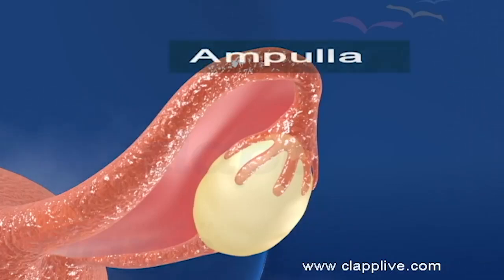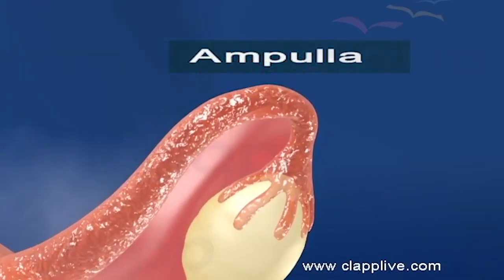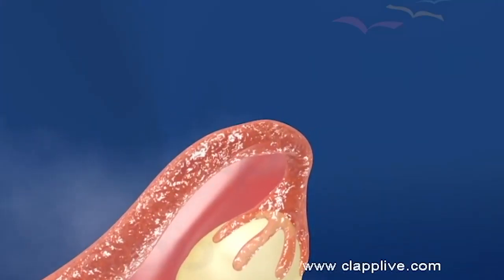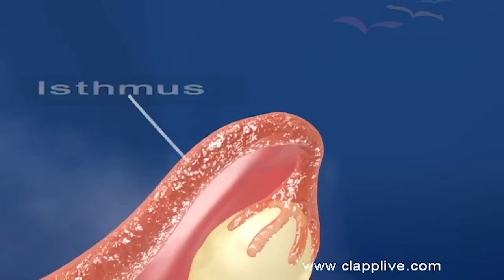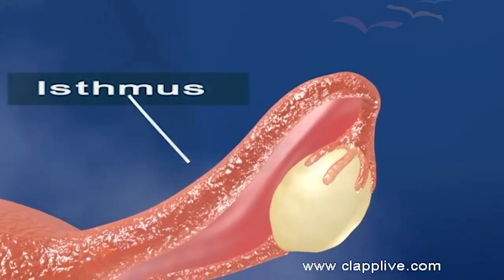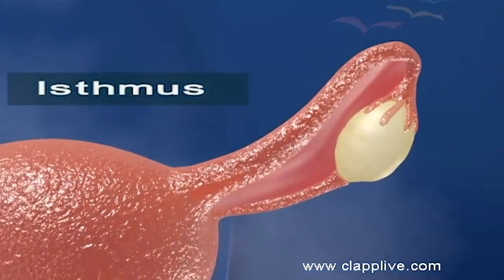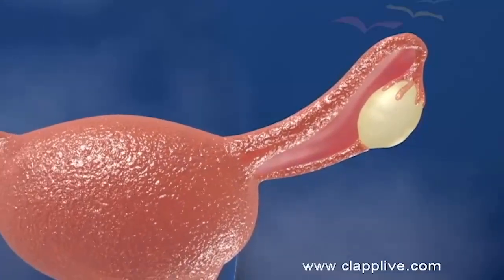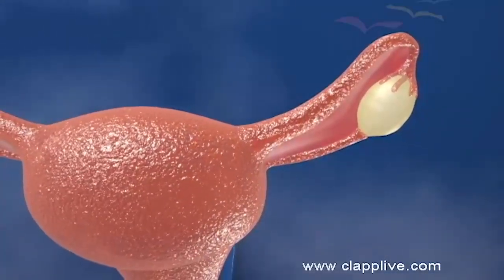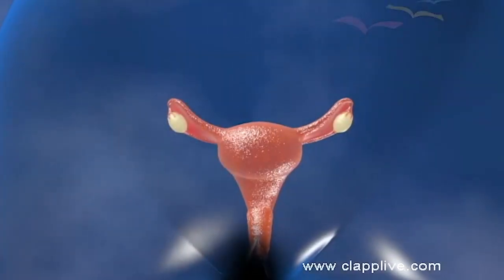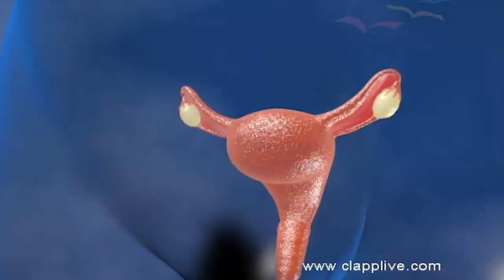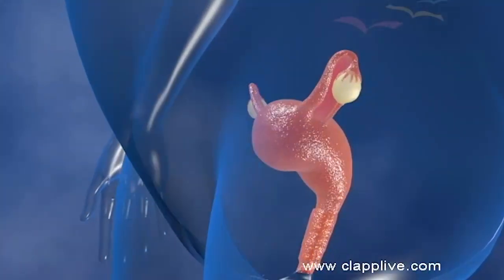Ampulla is the wider part of the oviduct next to infundibulum. It is lined by ciliated epithelium. Isthmus is the short, narrow and straight part that follows the ampulla and connects with the uterus. Uterus is a hollow, muscular and inverted pear-shaped structure. It is also known as the womb.